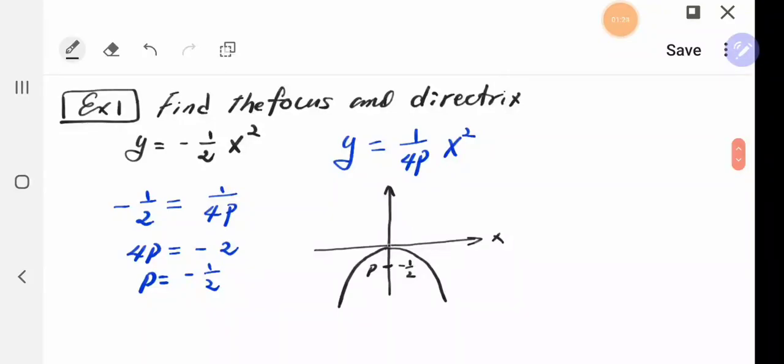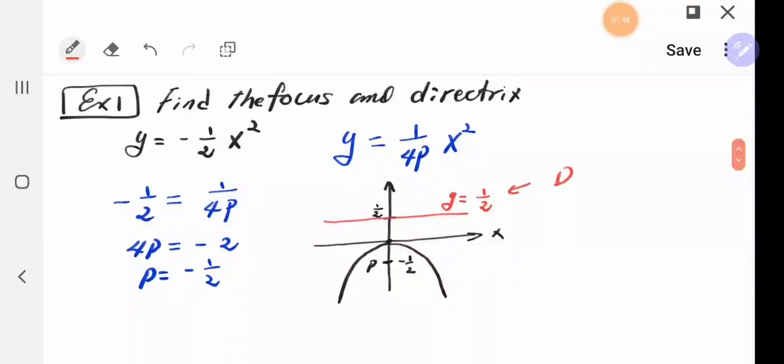Then the directrix is the same distance away from the vertex in the other direction, so positive 1 over 2. So that will be the directrix. The directrix is this horizontal line, so y is equal to 1 over 2. That's the equation of the directrix. And the focus is this one, so when x equals 0, y is negative 1 over 2.